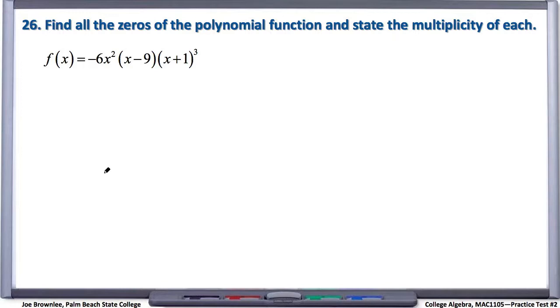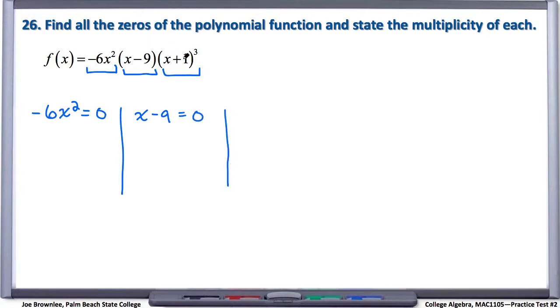In this case, number 26, most of the hard work has been done for us because we've been given a polynomial in factored form. So all we have to do is set each factor independently to 0 and solve. We'll set negative 6x squared equal to 0, x minus 9 equal to 0, and then x plus 1 equal to 0. We'll talk about what this power of 3 means in just a second. Let's solve for x in all three of these factors.